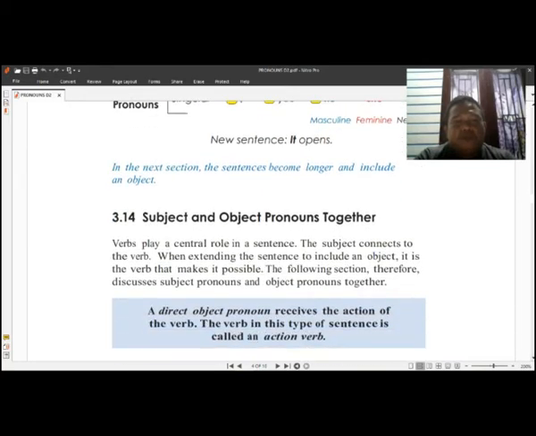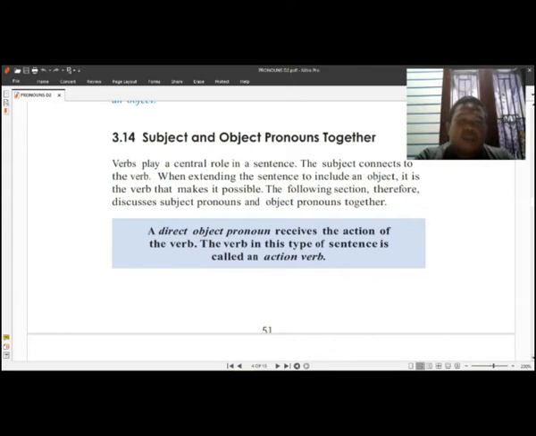We move to 3.14, subject and object pronouns together. Verbs play a central role in a sentence. So a sentence can have a subject and an object pronoun together. How is it? Let's see. A direct object pronoun receives the action of the verb. The verb in this type of sentence is called an action verb.